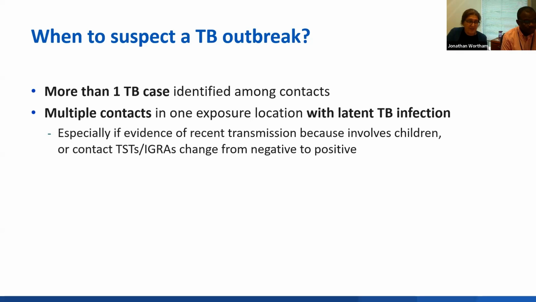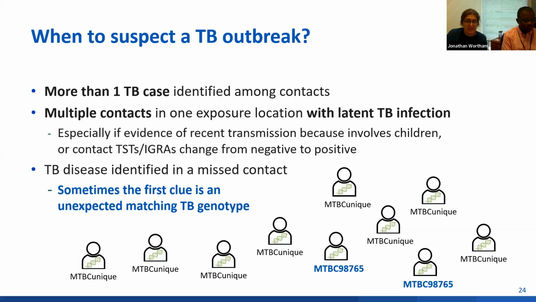And the other situation, and this is where the genotyping can really come in handy, is sometimes TB will be diagnosed in somebody 6-12 months after your contact investigation. You didn't think that person was a contact, but when the genotype result comes back, it's a match. That could be another clue. Let's go back and try to figure out the connection between these two. And if this was a missed contact, there might be other missed contacts. You might have an outbreak situation.